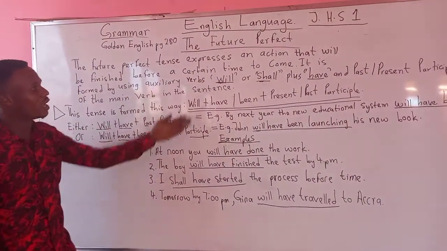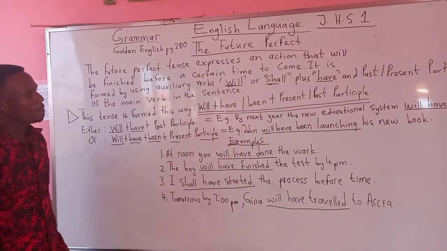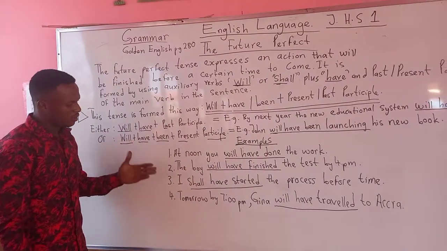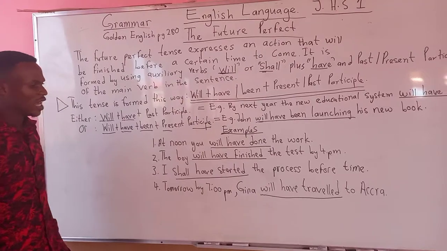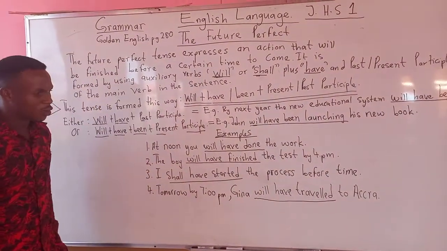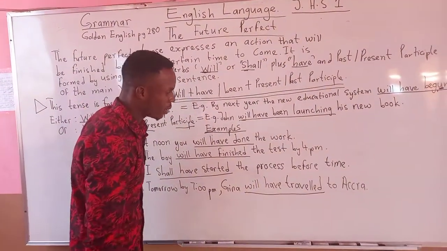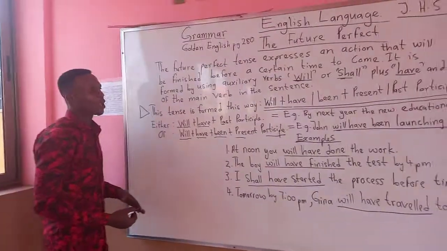So you can either use will or shall for the future perfect. So, I shall have started the process before time. And the last one is: tomorrow by 7 o'clock p.m., Gina would have traveled to Accra. Gina will have traveled to Accra. So these are the few examples under the future perfect.